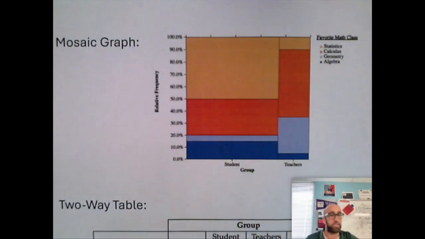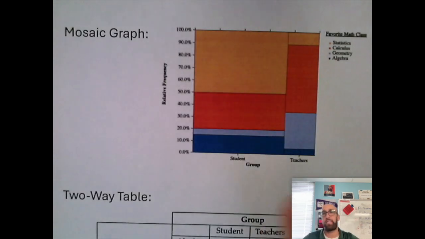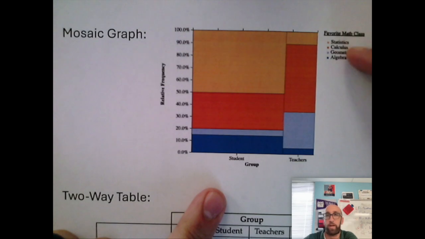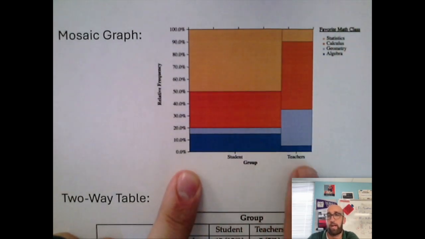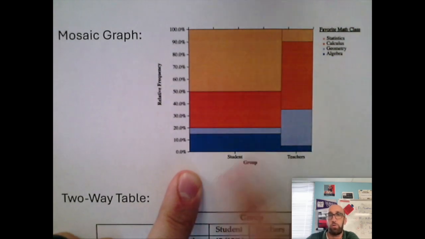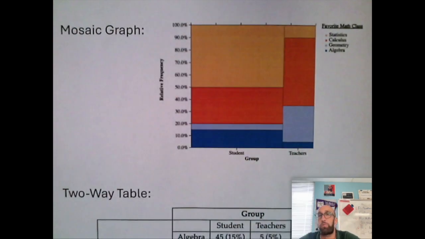Whereas proportions, if you want to do that, you can look at a segmented bar graph. So this is going to help you portray not only information about this category, but a mosaic graph is going to help you portray information about these categories as well. It hits two categories at the same time. So that is a visual representation of that data.